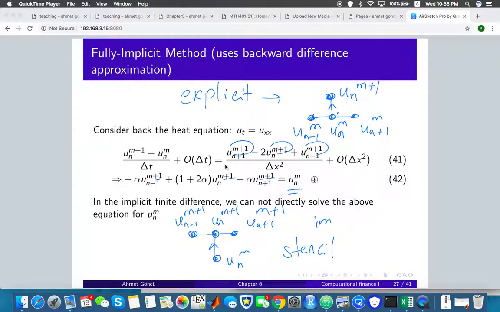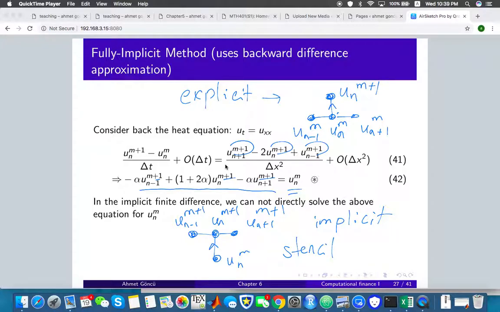The advantage in the implicit method is that we don't need to have the stability condition, so we don't have such restriction anymore. But the trade-off is, of course, we need to solve an equation system at each time step in order to get these values at m plus 1. So that's the trade-off. And we can represent this in a matrix notation as usual, just like the explicit method. Notice that our coefficients here are minus alpha, 1 plus 2 alpha, and minus alpha. So these are going to show up here and here.